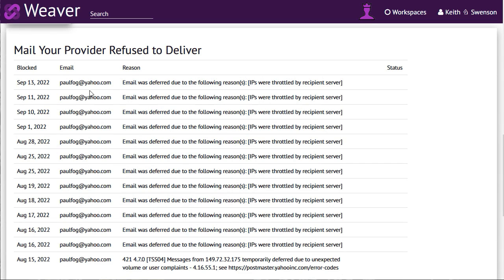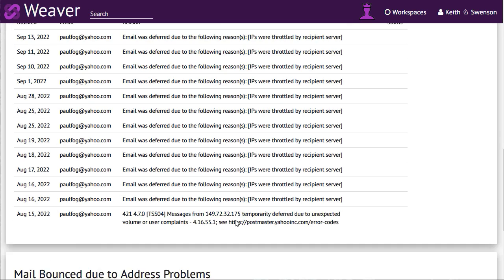This is something that Yahoo just refused to deliver the mail. This is all it says: IPs, the IP address of the server, throttled by the recipient server. That's it. Yahoo says, I'm not picking up your mail because we don't like your server. We're going through SendGrid. We're sending legitimate mail. What do we do about this?